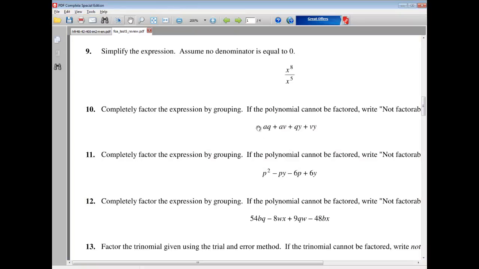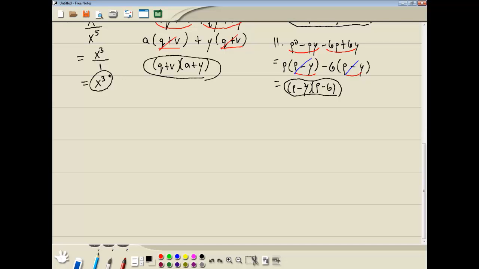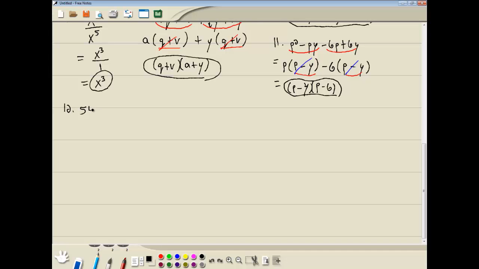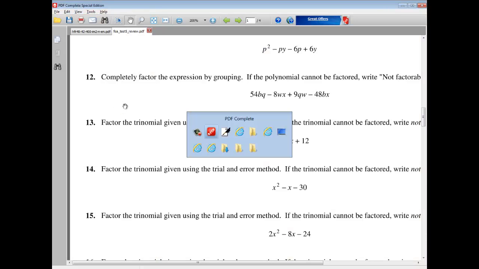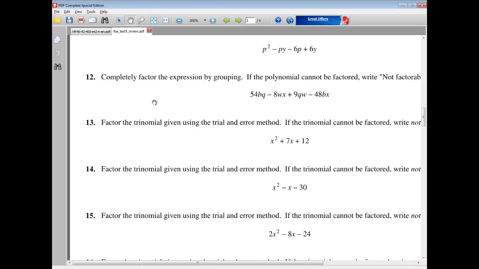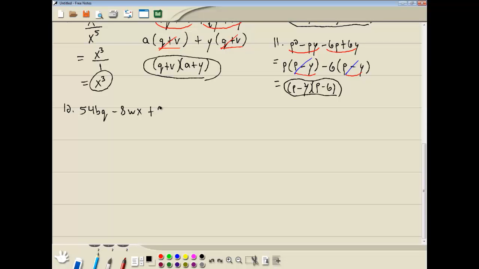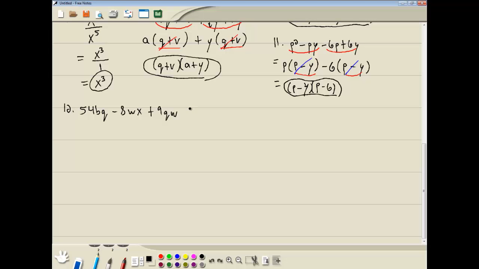Okay, number 12. We got 54BQ minus 8WX. Boy, this is pretty bizarre. Plus 9QW. Weird arrangement of letters. Minus 48BX.